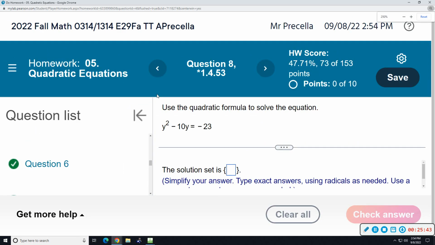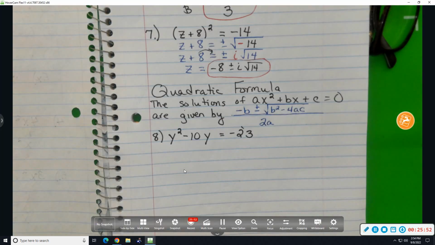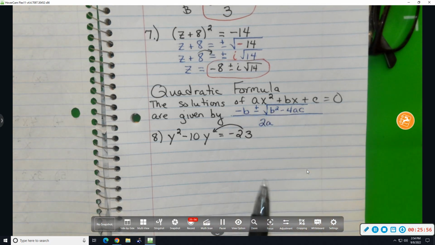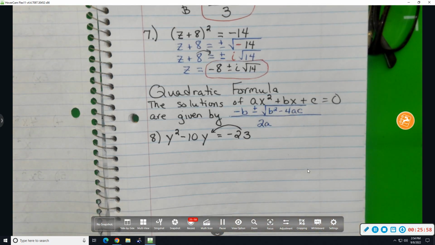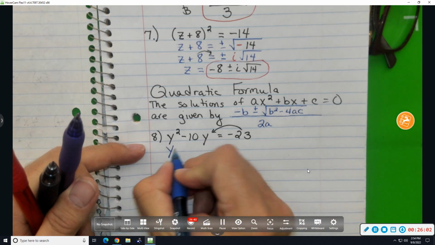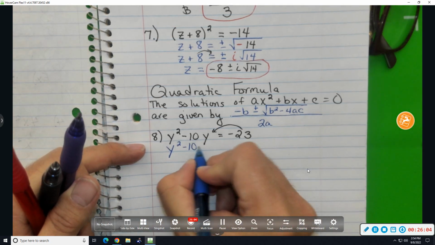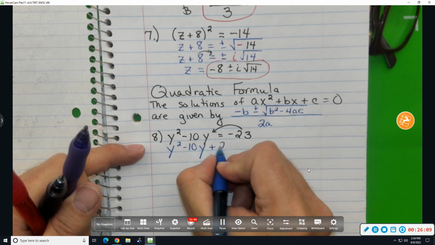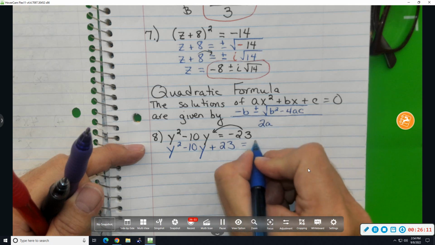Okay. There. Now, we need to move the 23. Let me switch over there. In order to get it in the standard form, I'm moving that 23 over, so we have y squared minus 10y, and then a plus 23 equals 0.